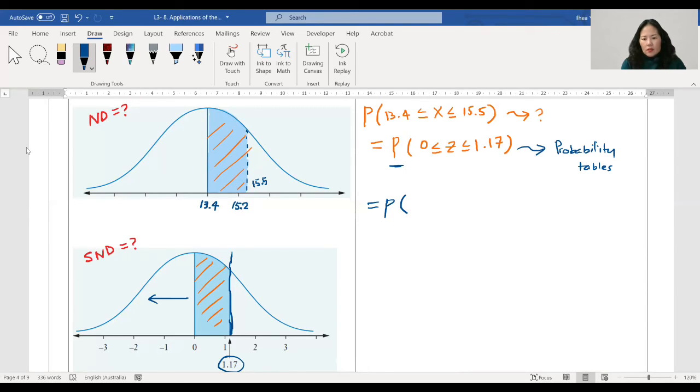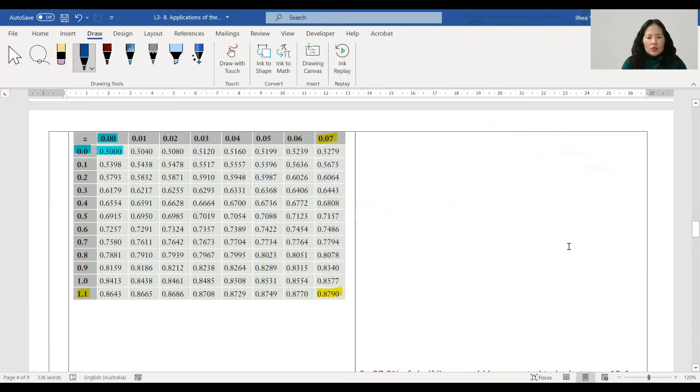So let's see. I'm going to go Z 1.17, take away. That's what will give us the area in the middle. Now, 1.17 is a z-score. It's not the area, it's a z-score. So when we go to the table, I'm going down to 1.1, and then I go across to 0.07, which gives me 1.17. And then my area is this.